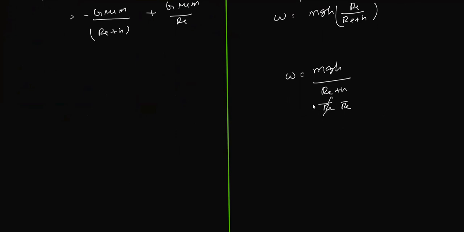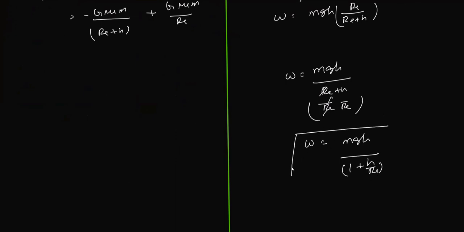So this RE will get cancelled. So work done equals mgH divided by 1 plus H by RE. This is the actual formula of work done to move an object to a height H from the Earth's surface. So this one we got.